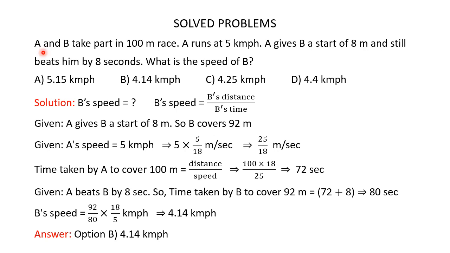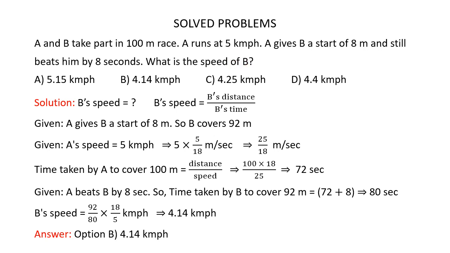A and B take part in a 100-meter race. A runs at 5 kilometers per hour. A gives B a start of 8 meters and still beats him by 8 seconds. What is the speed of B? Here you are given 4 options and you have to find out which of these options is the correct one. So here you are asked to find B's speed.